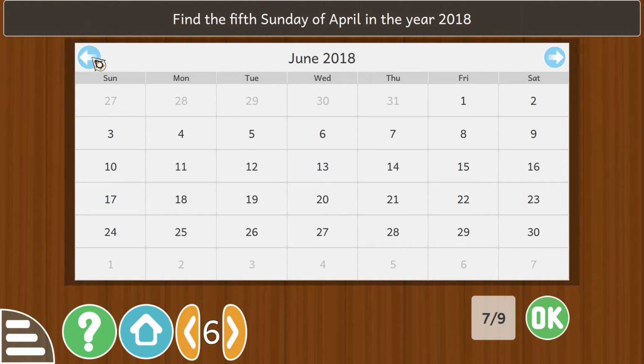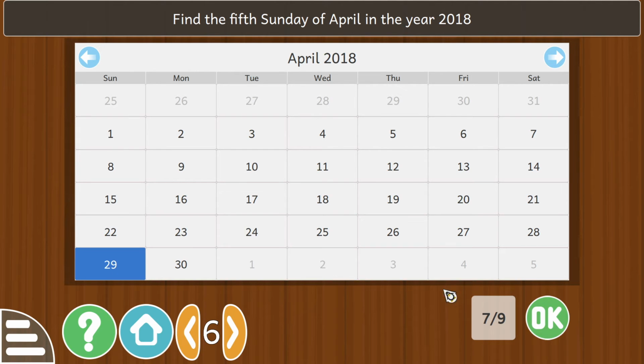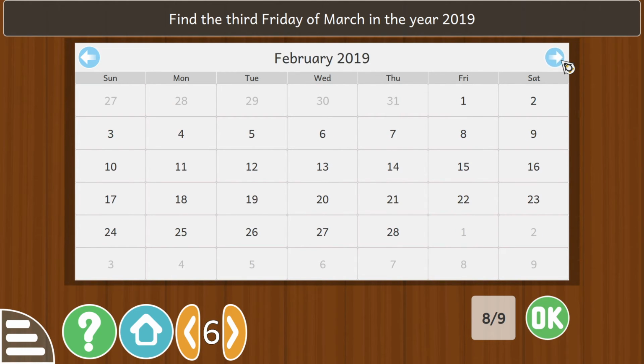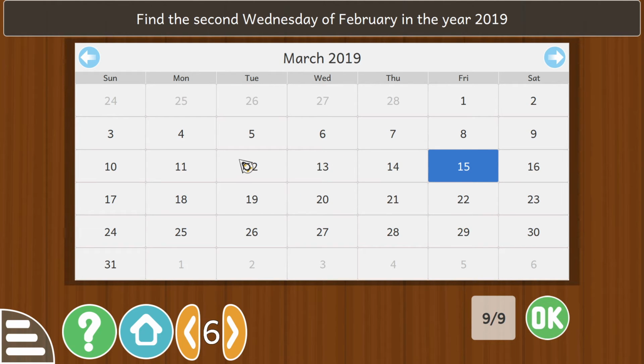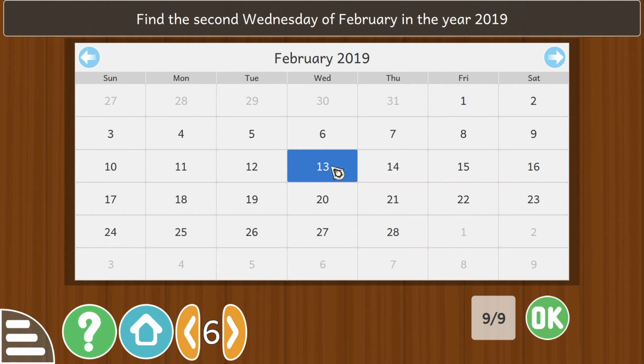Find the 5th Sunday of April 2018. So the 29th. The 3rd Friday of March 2019. The 15th. Find the 2nd Wednesday of February 2019. 1st Wednesday, 2nd Wednesday.